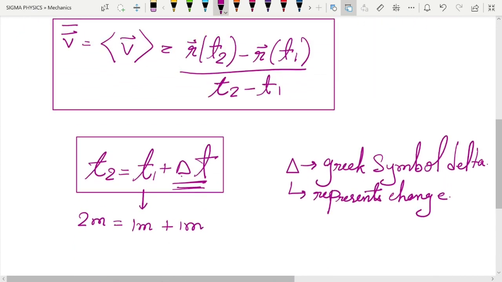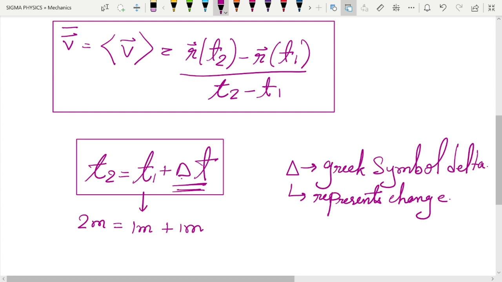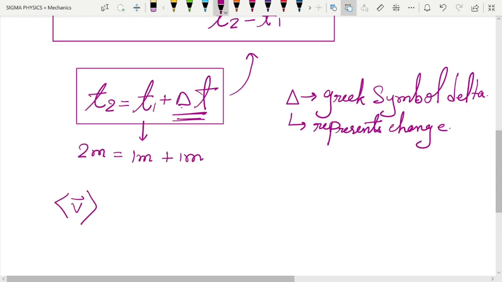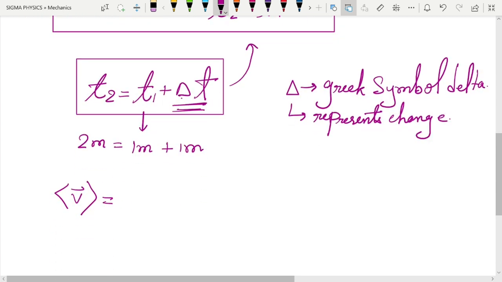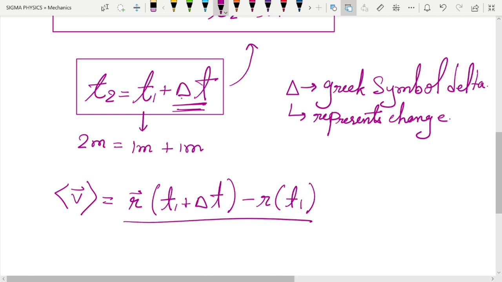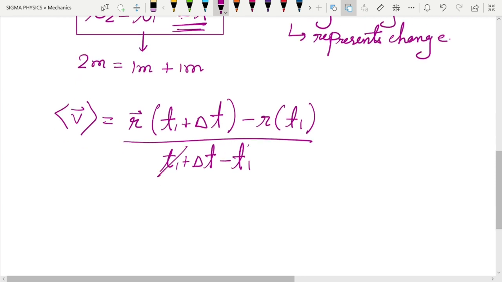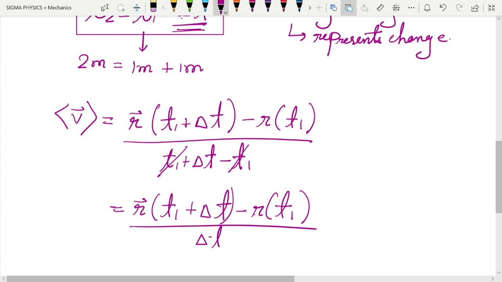Now substituting this definition of T2 over here, we can write the average velocity as equal to r of T1 plus delta T minus r of T1, divided by T2, which is T1 plus delta T, minus T1. Now T1 will get cancelled over here, and we would get r of T1 plus delta T minus r of T1 divided by delta T.